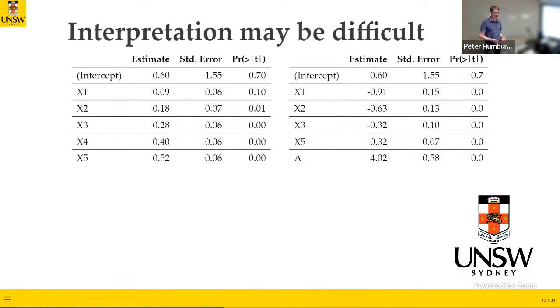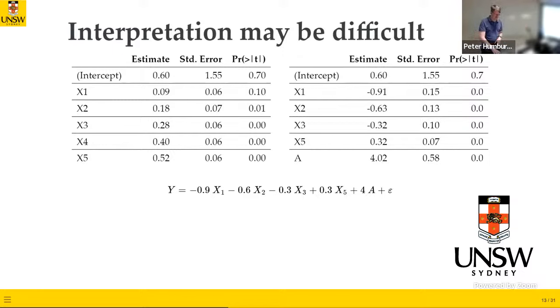But if you look at the model output side by side, it doesn't look the same, right? And that's a problem. You can, if you like, convince yourself that these actually are the same. So if you write out how the model on the right here, that includes A, what that predicts for your dependent variable.